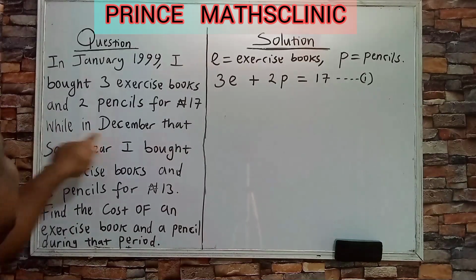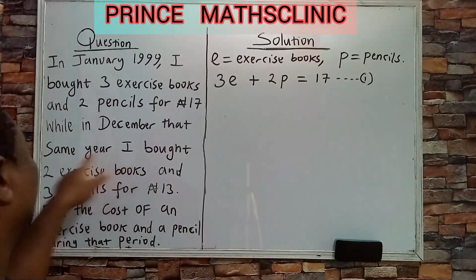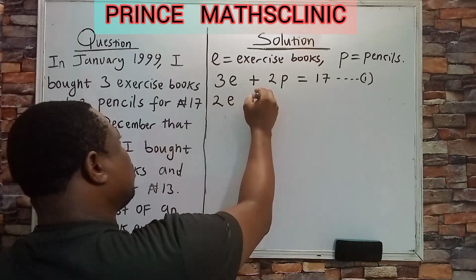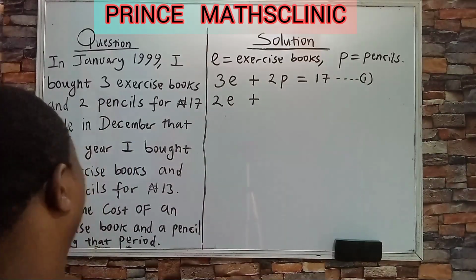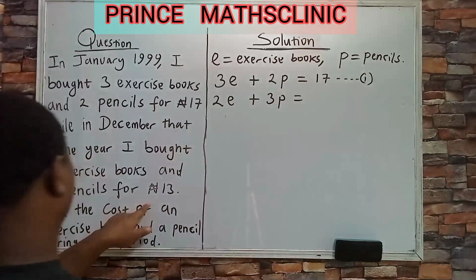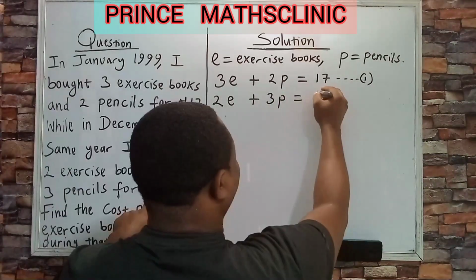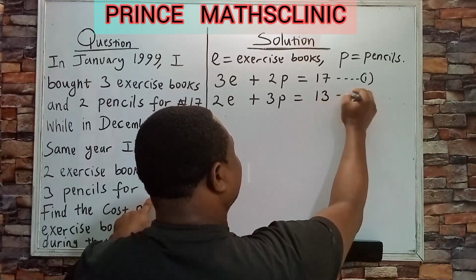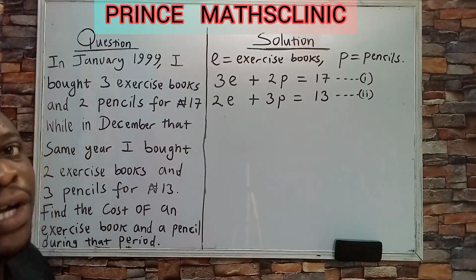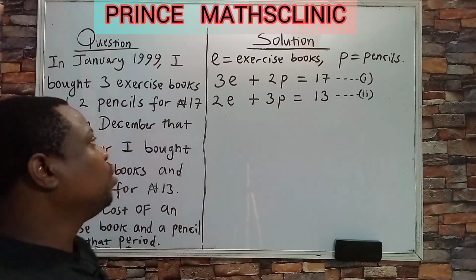Now, while in December that same year, 2 exercise books plus 3 pencils cost 13 naira. So I'm going to put 13. Now I'm not putting the naira there for easy manipulation.